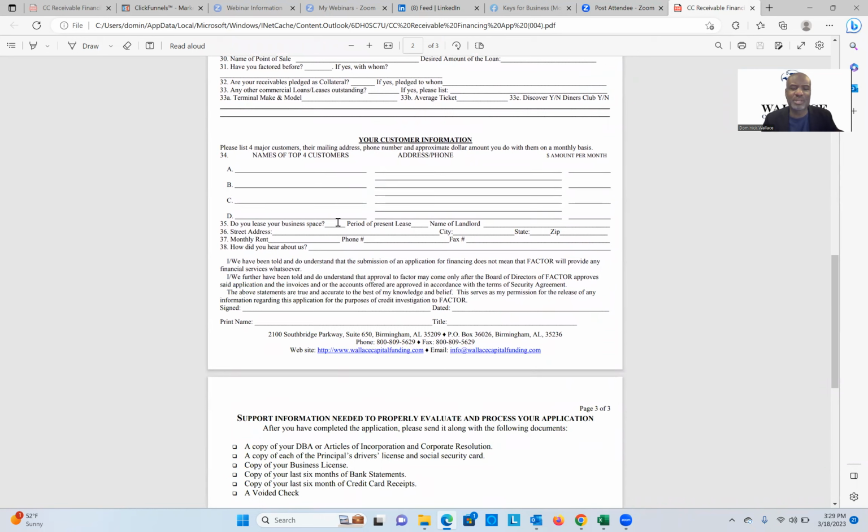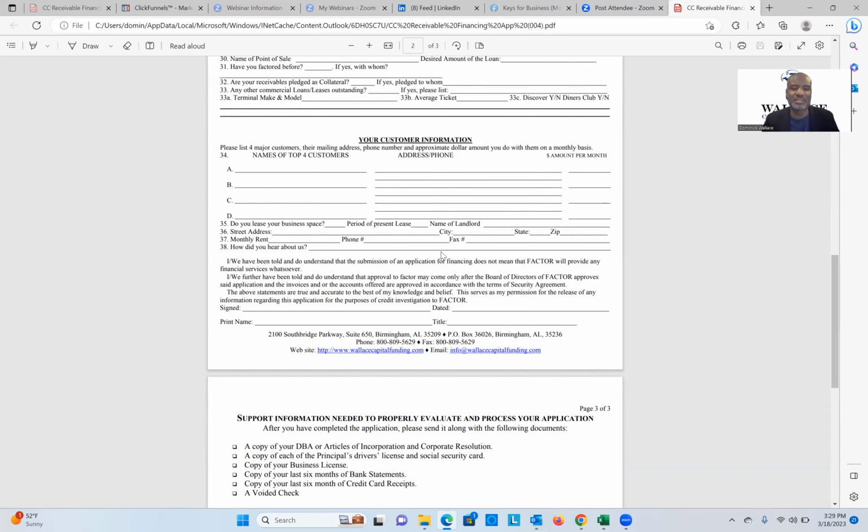Do you lease your space? Yes or no? What's the period of your lease? Is that a 12-month lease or 2 years, 5 years? The name of your landlord, the street address, city, and state of your landlord, right? Your monthly rent amount, the phone number, the fax number, and then how did you hear about us?